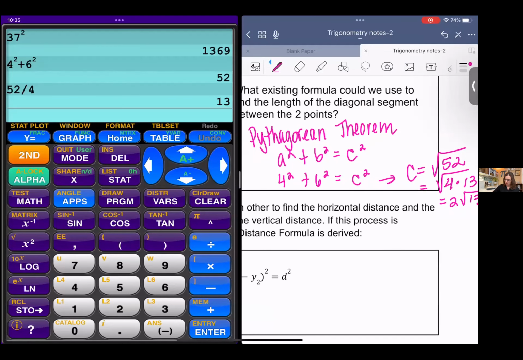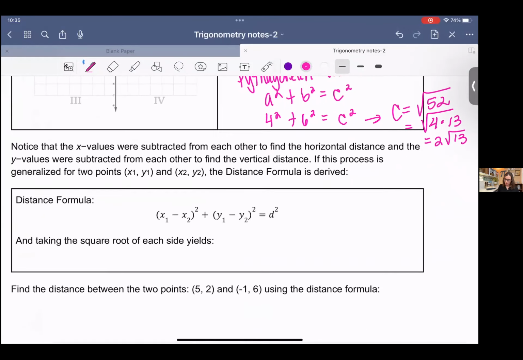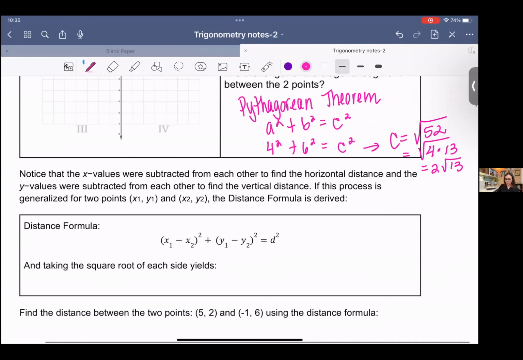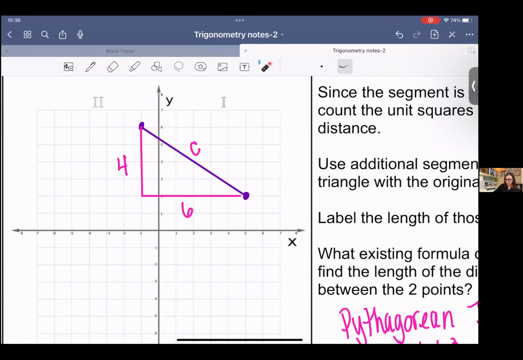Now, if we look at the distance formula, we can use this formula to find the distance between any 2 points, where the first point is x1, y1, and the second point is x2, y2. We have the distance formula below. And where this comes from is basic subtraction. I counted units here, but what's happening is for this part, I subtracted the y values. So this was -1, 6, and this was 5, 2.